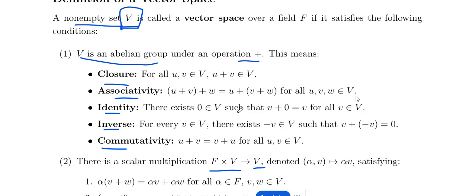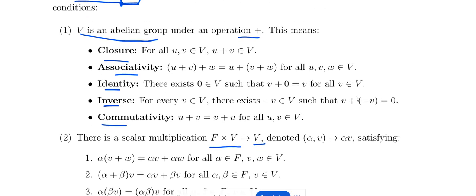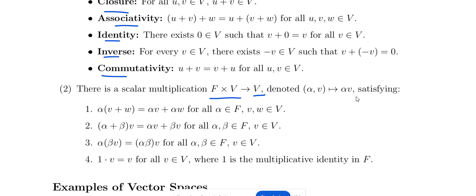F cross V means alpha, F is the field. Any element of the field is represented as alpha, beta, gamma like this. So alpha comma V, V is an element of V, the scalar multiplication is defined as alpha into V. So satisfying that alpha into V plus W equal to alpha V plus alpha W, and alpha plus beta into V equal to alpha V plus beta V, and alpha into beta V equal to alpha beta into V, and 1 into V equal to V.